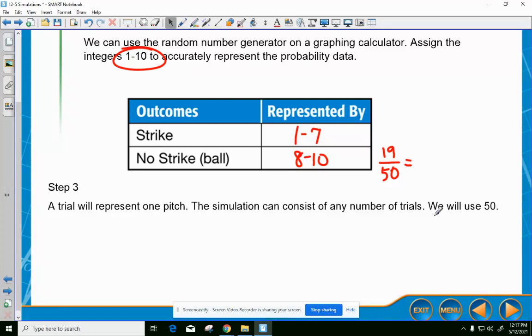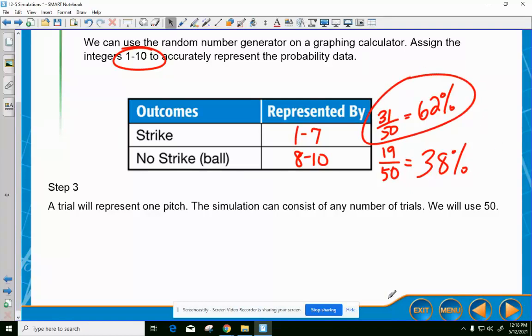What is 19 out of 50? As a percent, 38%. Now, if 19 out of 50 were balls, then what were strikes? 31. So 31 out of 50, which as a percent is 62%. So according to my simulation, the question was, what are the chances that the next pitch she throws is going to be a strike? My answer is, you got 62% chance.